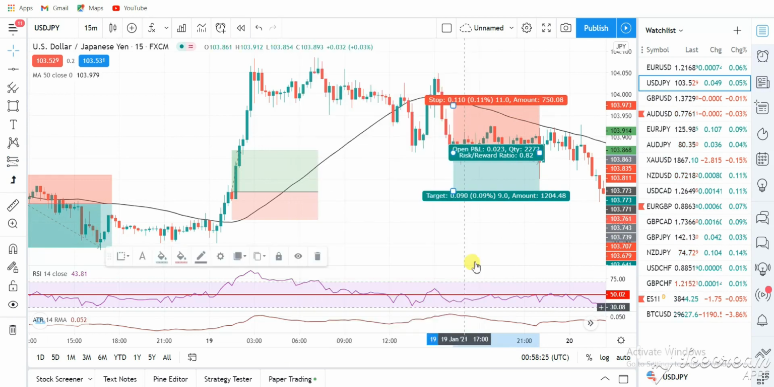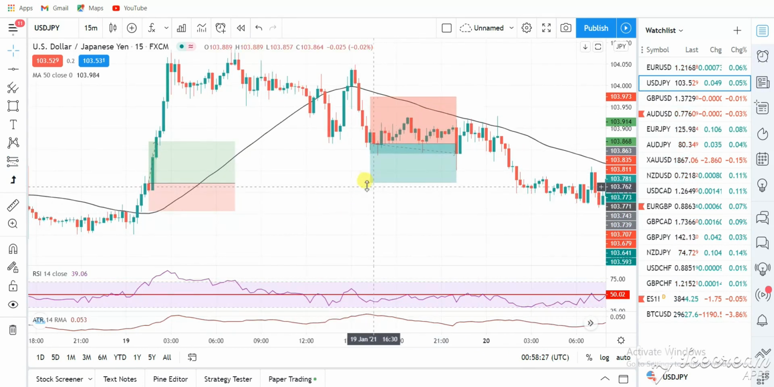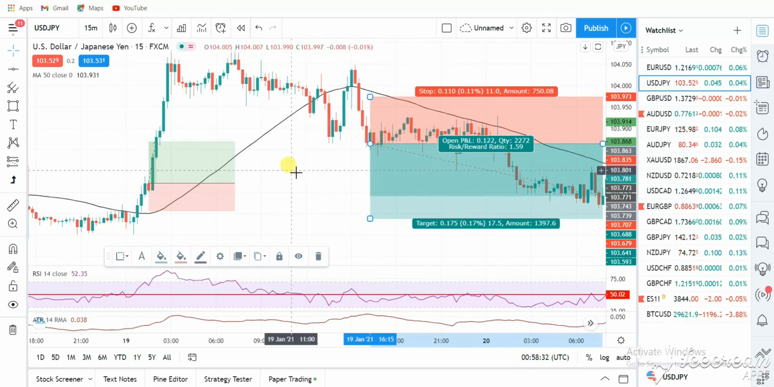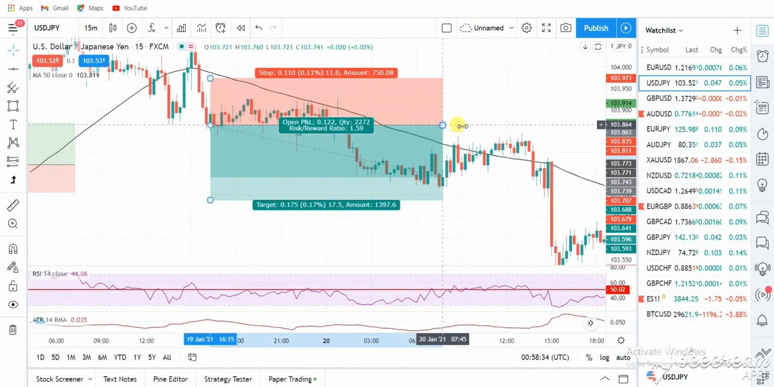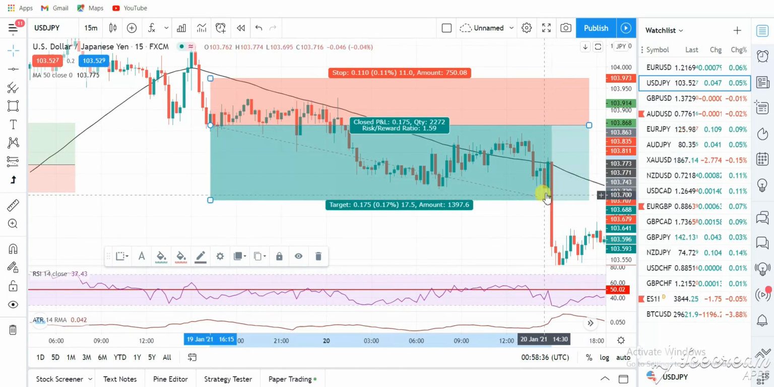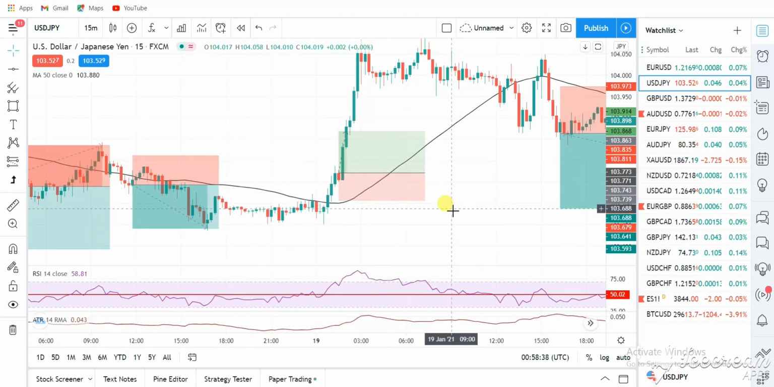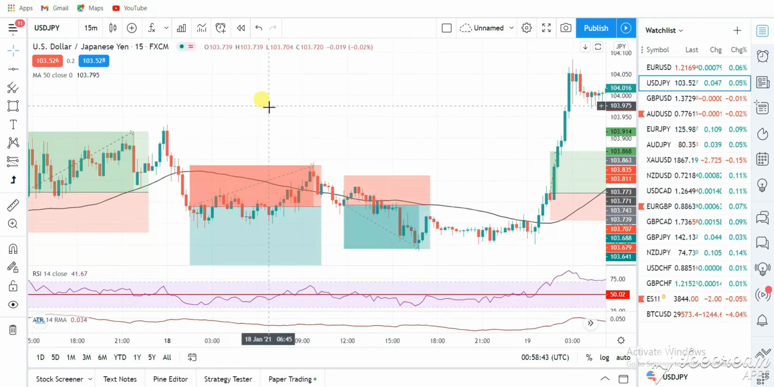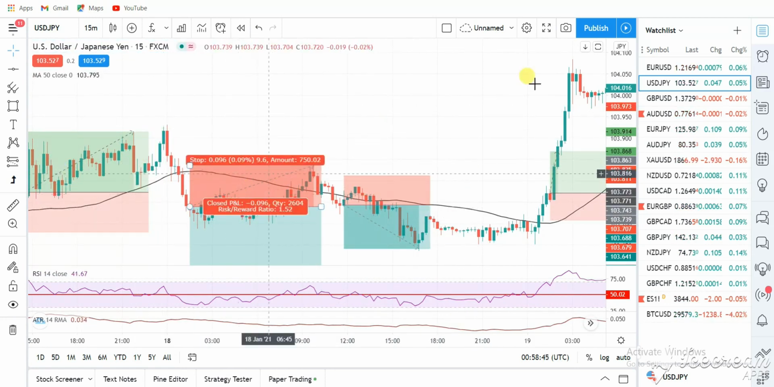So for a 1 to 1.5, you can see this trade was obviously a beautiful win. So at this point we won this trade. So 3 wins and 4 wins. So 4 wins and 1 loss.